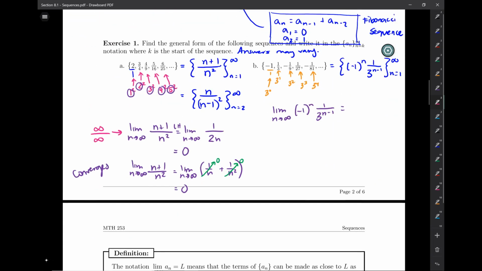In this case, though, let's just take a look at the non-alternating piece. If we just take the limit as n approaches infinity of the 1 over 3 to the n minus 1 part, we can see that the numerator is always 1. The denominator would keep growing without bound, so this would tend towards 0. Now, the absolute value of the terms are approaching 0, so it really doesn't matter whether it's positive or negative, because 0 has no sign. Each term is going to be alternating, but the absolute value of each term is going to be getting smaller and smaller.